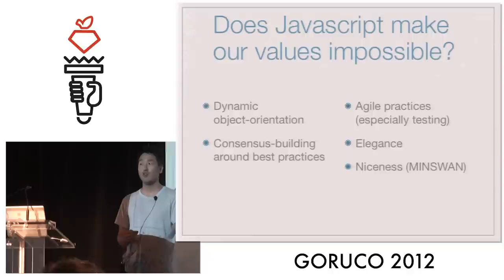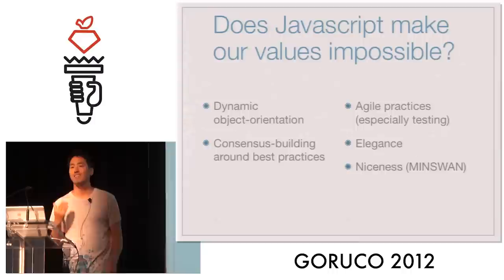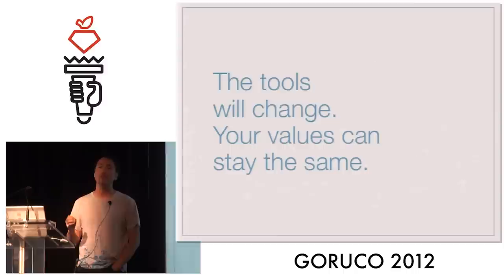So JavaScript is a dynamic, object-oriented language. We can put these other practices, which are largely about culture, into our JavaScript practice somehow, but it's going to be work. So that's actually the biggest message I want you to take away from today, that the tools will change, but your values don't have to. You can, but it's going to be work, right?